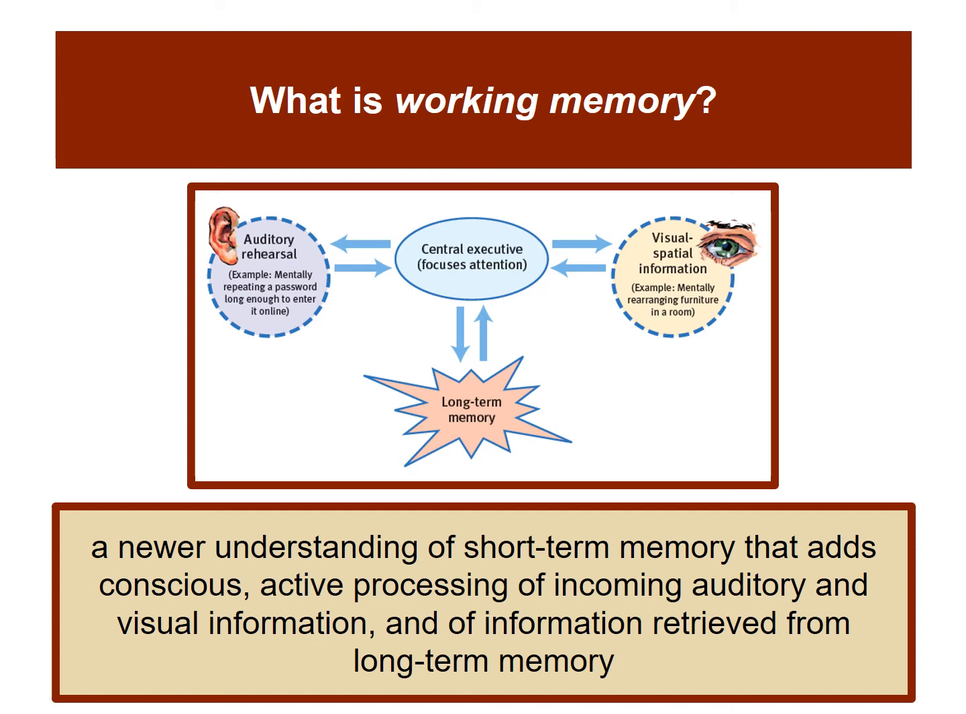With auditory rehearsal, an example is mentally repeating a password long enough to enter it online. With visual-spatial information, an example is mentally rearranging furniture in a room. Both your auditory and visual information go to the central executive, which focuses our attention, and that leads into long-term memory.